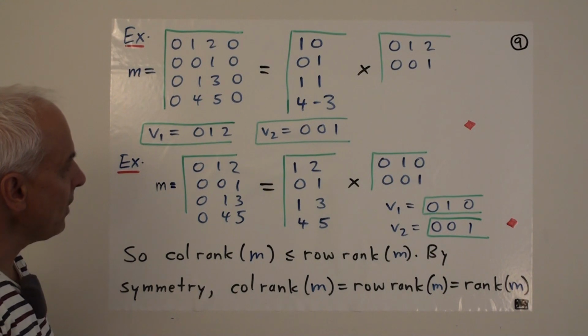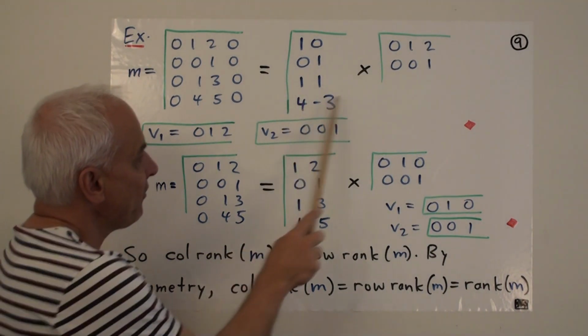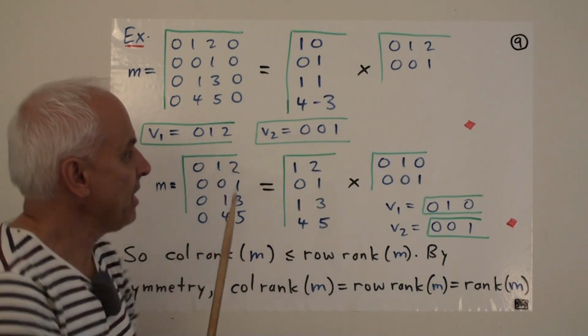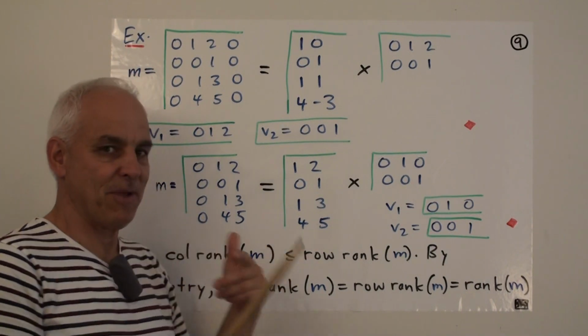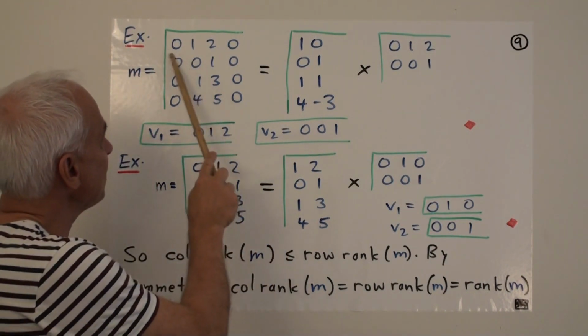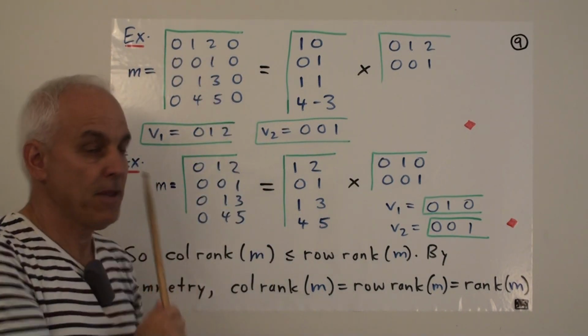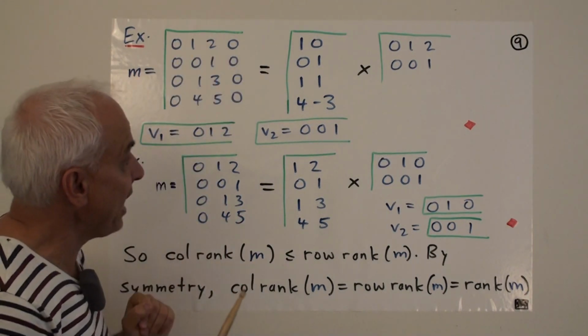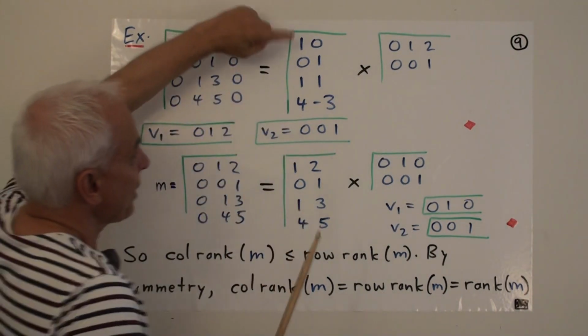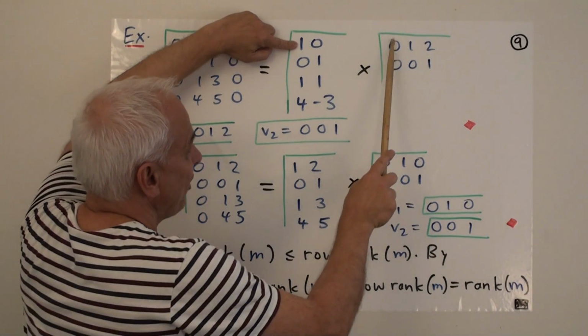Okay. Now, I claim that we have this product. Okay, so let me remind you of the way the maxil multiplication works. If we're interested in this first row here, the first row of the product is obtained by taking this times this.